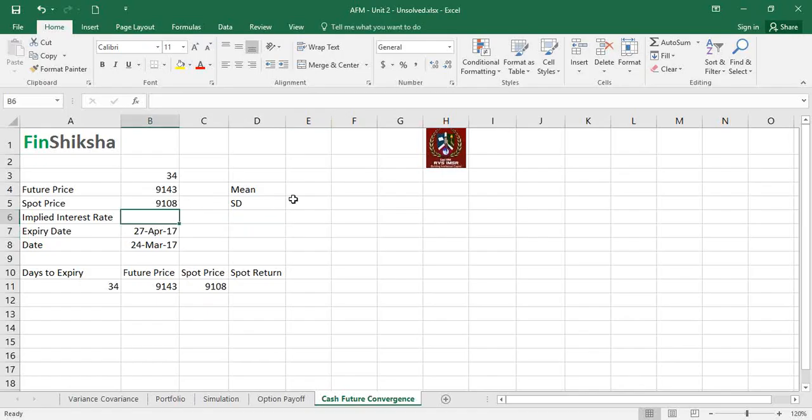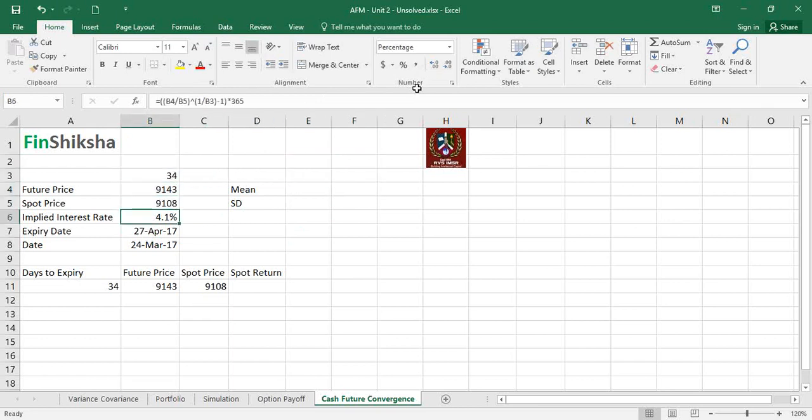So let's calculate the implied interest rate. That's equal to 9143 divided by 9108 raised to the power 1 by 34 minus 1. That's my daily implied interest rate, and I can put all this in the bracket and multiply this with 365. Right now, this may or may not be correct, but that's what the data gives us.